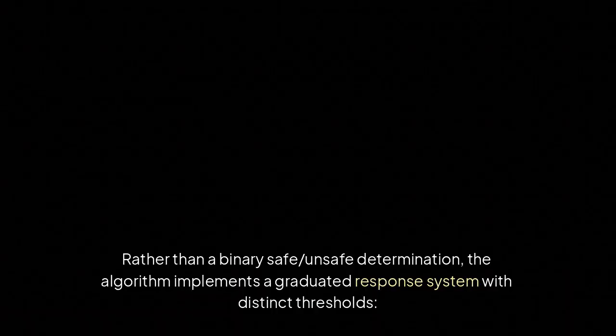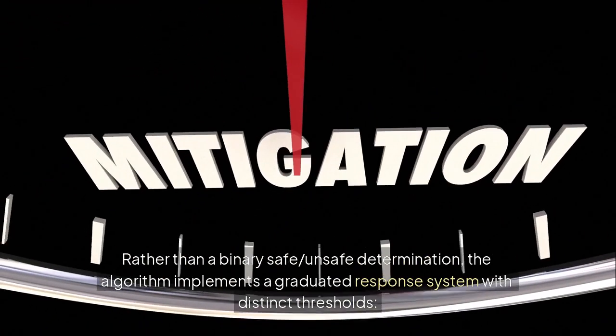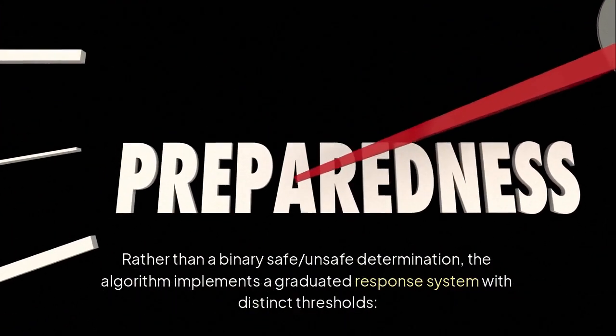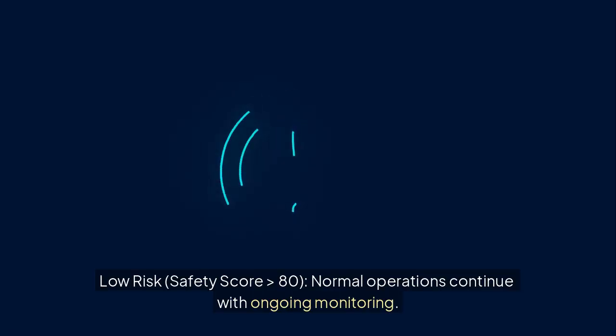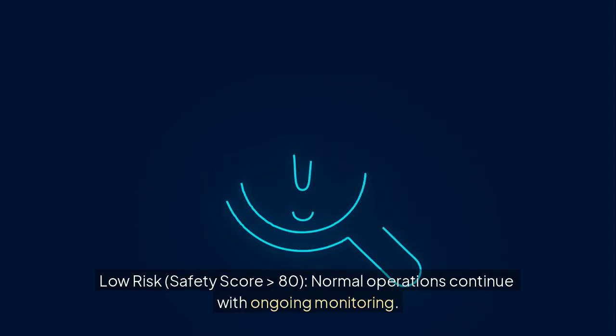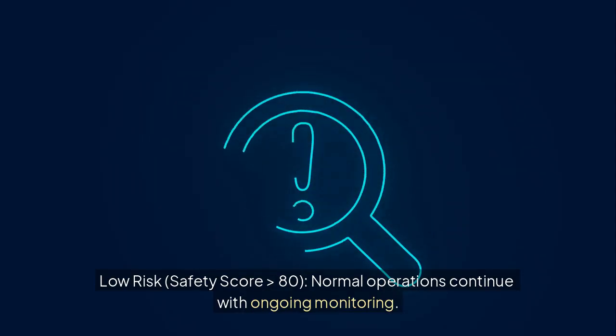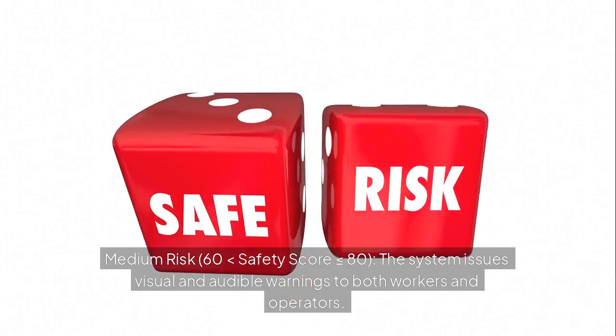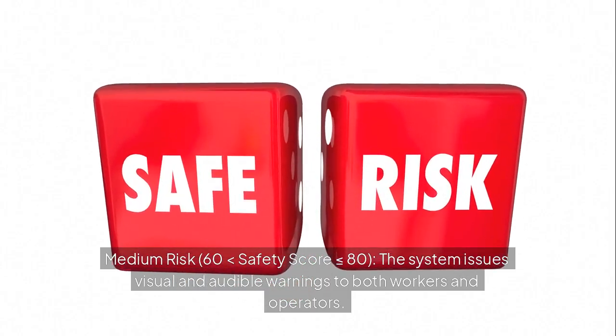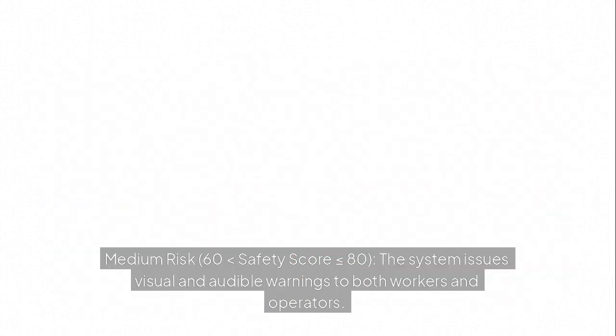Graduated response system. Rather than a binary safe-unsafe determination, the algorithm implements a graduated response system with distinct thresholds. Low risk, safety score greater than 80: normal operations continue with ongoing monitoring. Medium risk, 60 less than safety score less than or equal to 80: the system issues visual and audible warnings to both workers and operators.